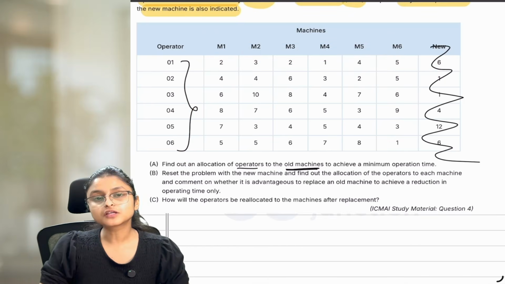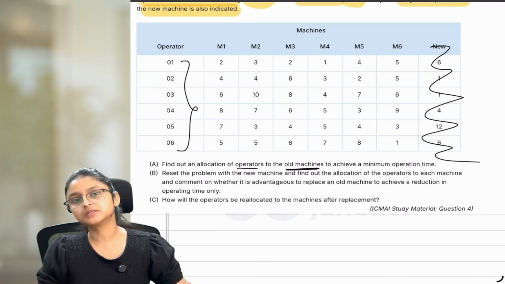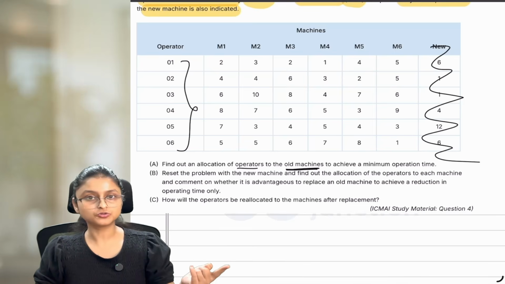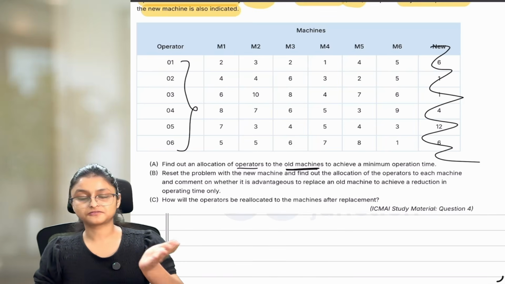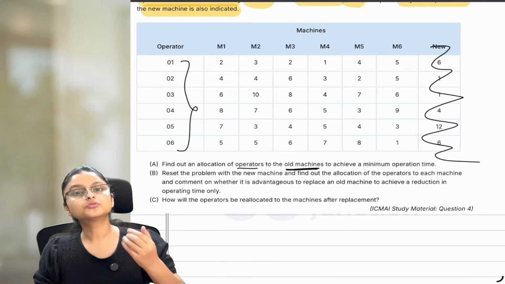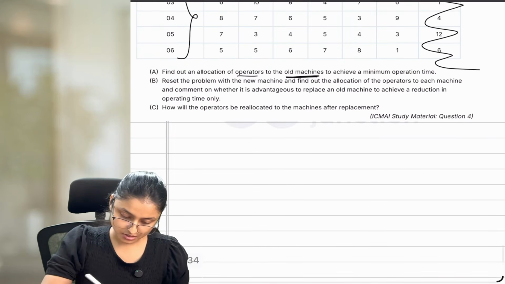So the first part of the question wants us to solve a balanced situation, and it is a question of minimization. You already know how to do that. A balanced situation with minimization. So try it yourself. I am also doing it here, but you can just pause the video as of now and try this question by yourself. Okay?